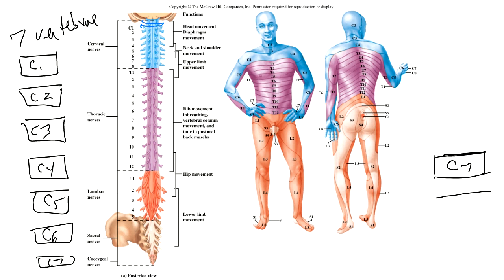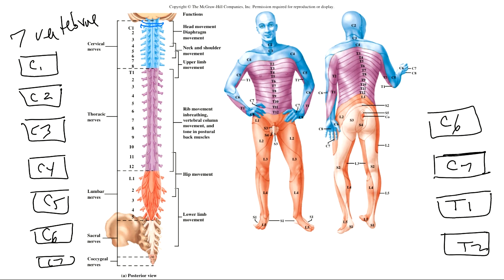C7, T1, might as well make C6 and T2. Okay, so skull right here. Okay, not wanting to work. Let's change colors. Okay, there we go. So that's the skull right there.